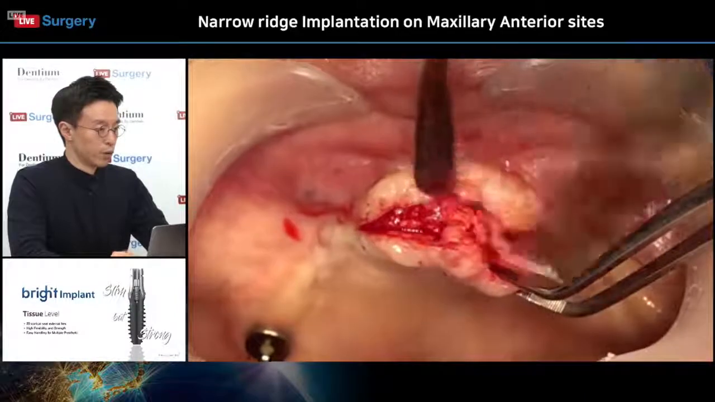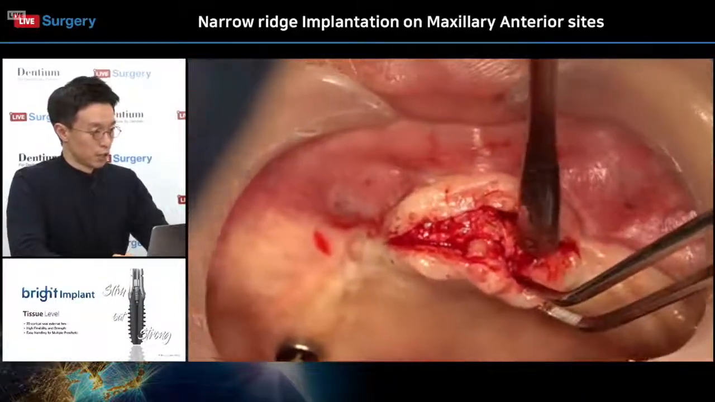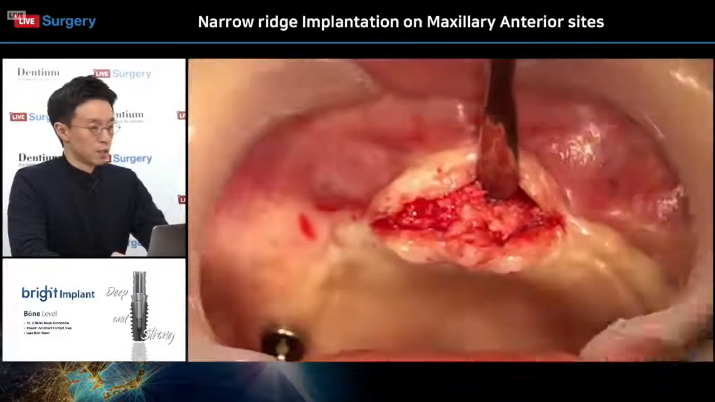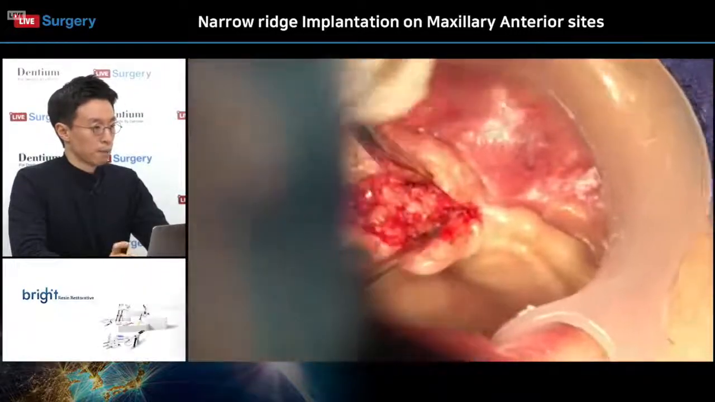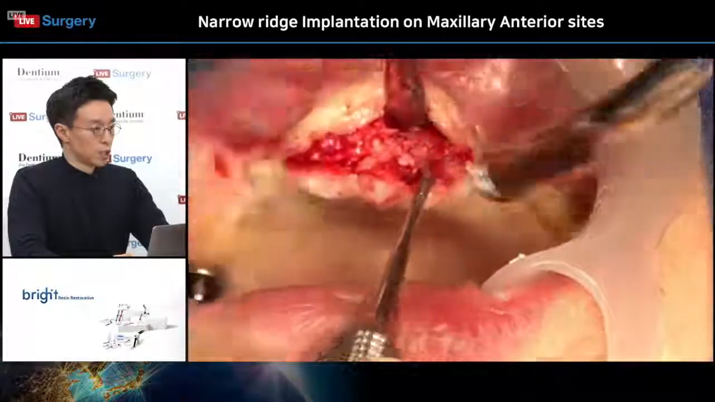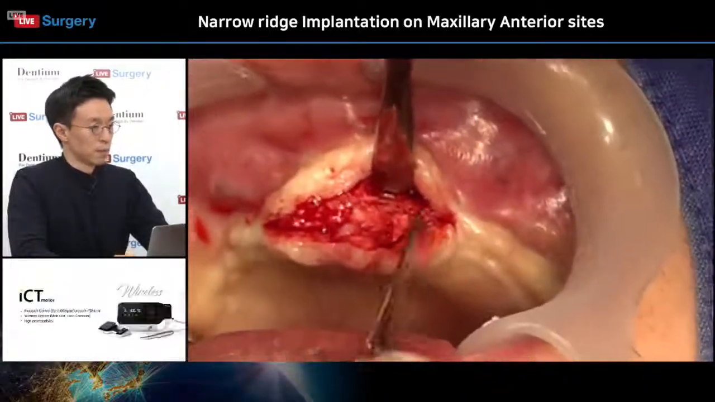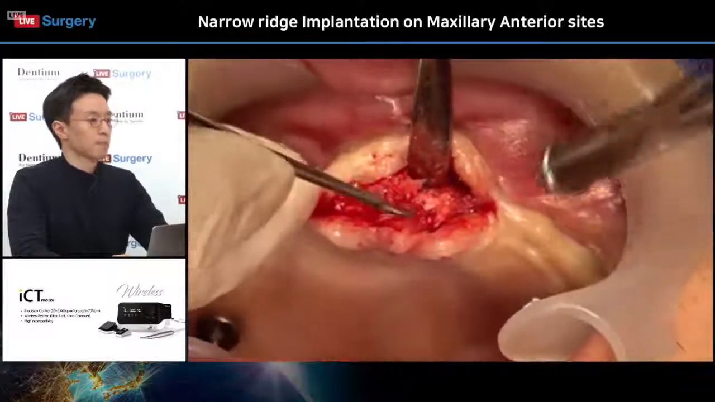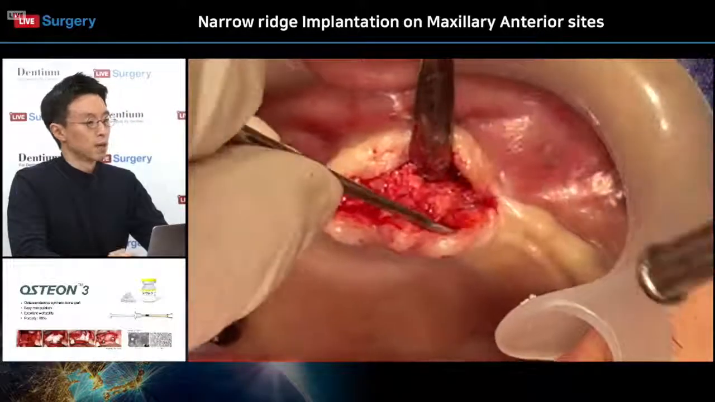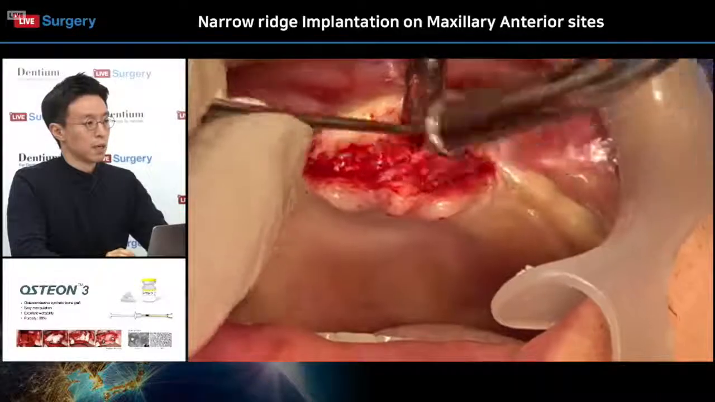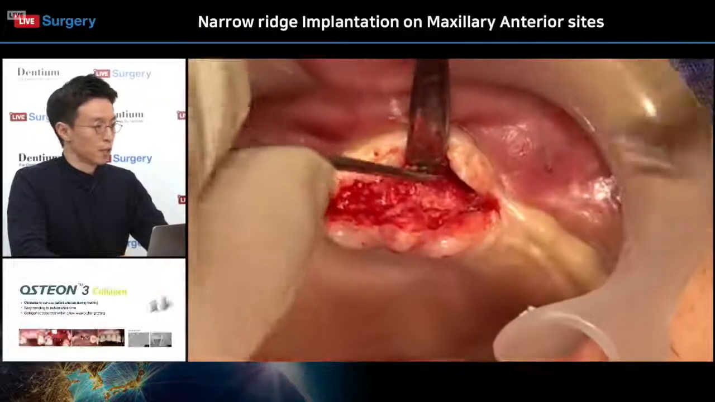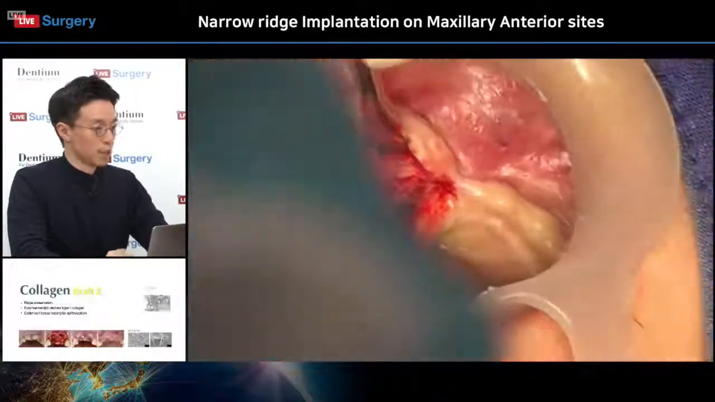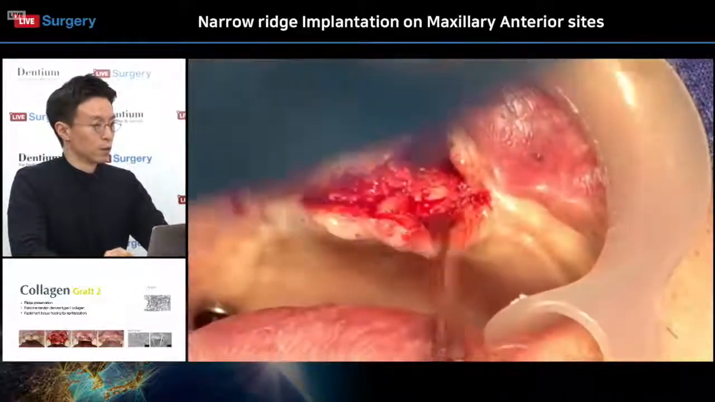Debridement and removing the granulation tissue are very essential procedures prior to implant placement, since the granulation tissue and incompletely healed grafted bone can hinder the osseointegration of the implant to the host bone.